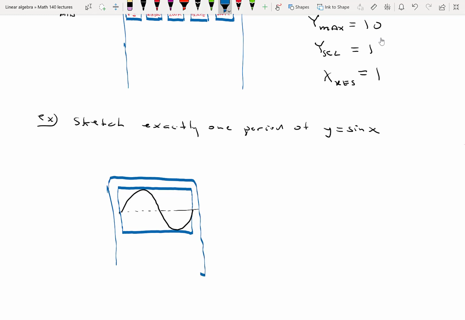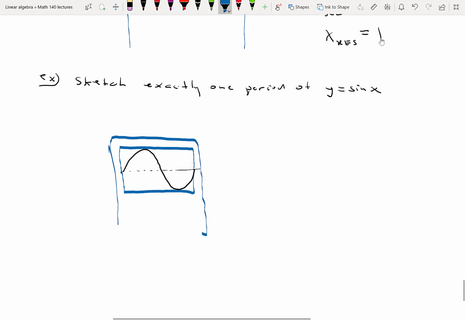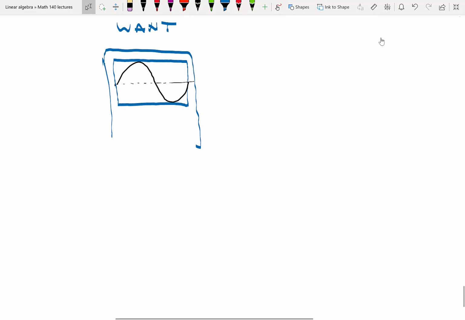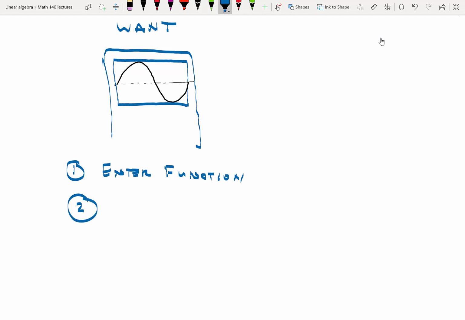Now that's not going to happen if you sketch this in the standard viewing window. Okay, this is what we want to see in our viewing window. So there are two steps to graphing. One, enter the function in your calculator. That's the easy part. Even the second part's not that hard. Enter the function. And two, change the viewing window, or enter the viewing window.